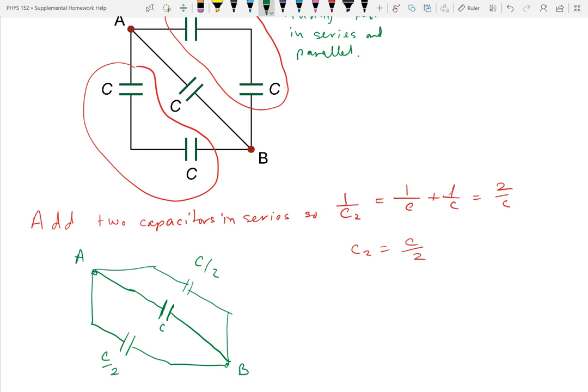Now what kind of relationship do I have between the capacitors we see now? Now they're all in parallel.